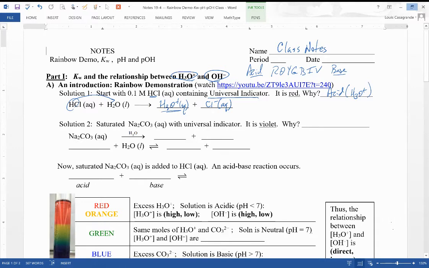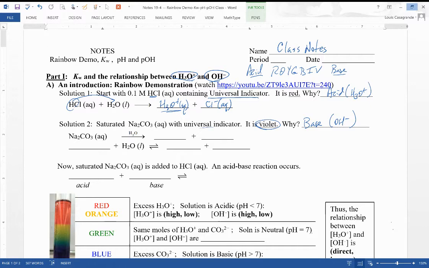Now, if I had done this in class, I would have started with a solution of the sodium carbonate, which she started with, but I would have had the universal indicator in it, and I would have had a violet color. And violet color, as you see on the rainbow up above, indicates that it's a base. And the base now has a concentration of hydroxide in it. Now, where does that hydroxide come from? Because you don't see any hydroxide in sodium carbonate.